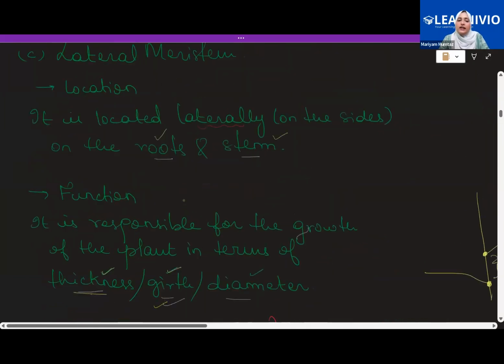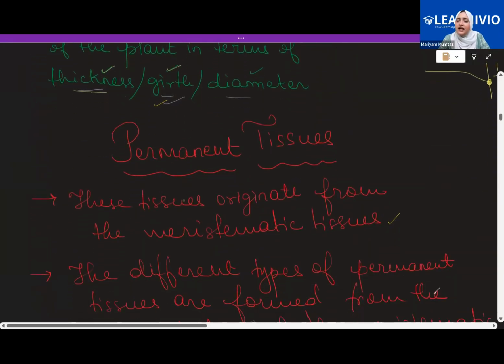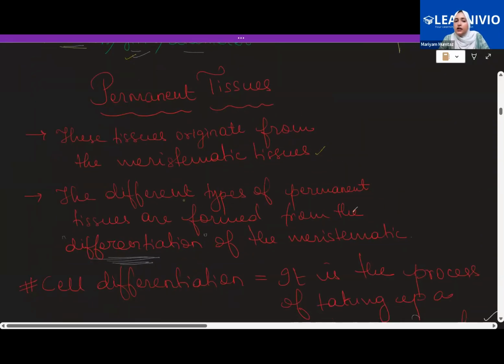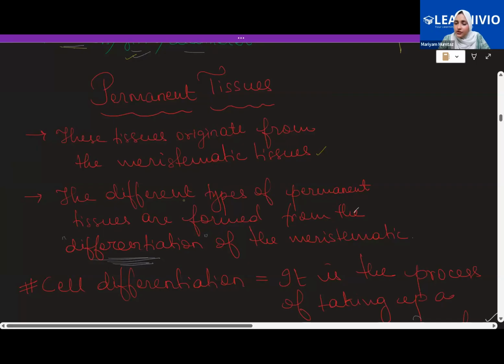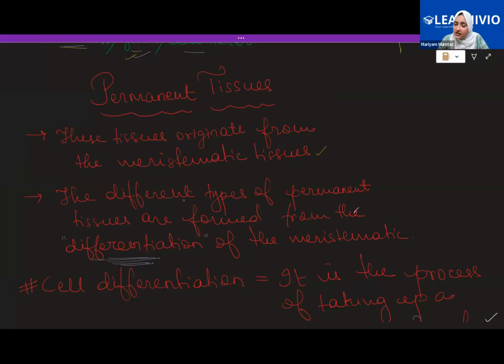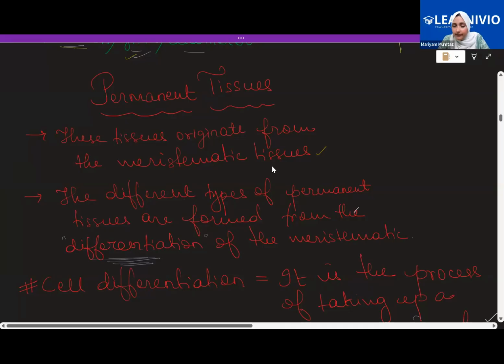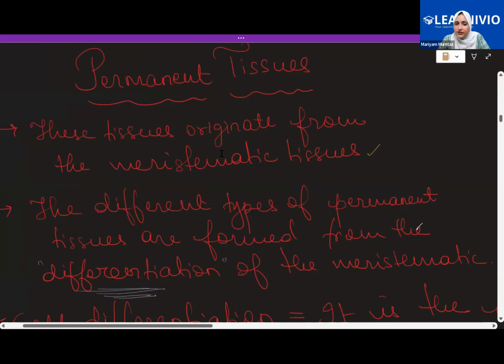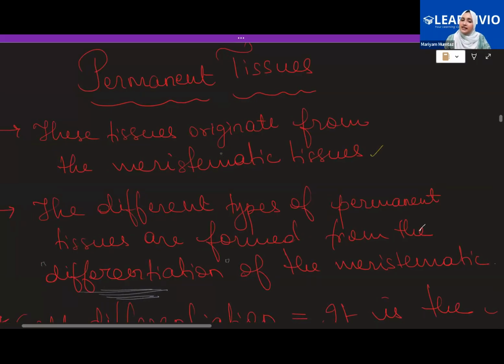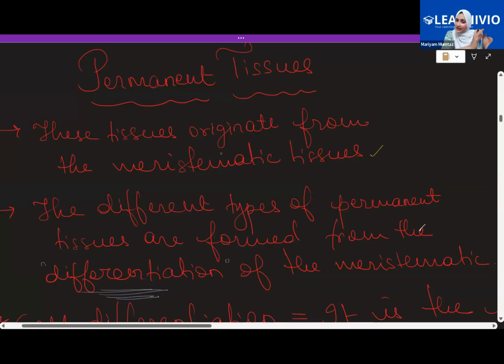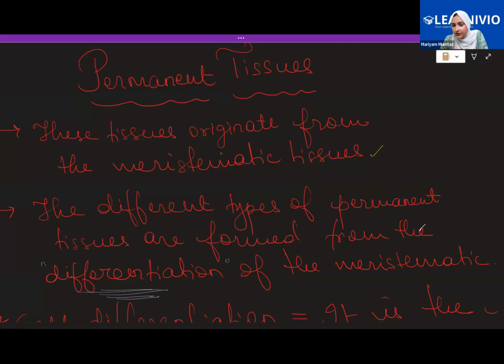Now, this was all there is to know about the meristematic tissue. After that, there comes the permanent tissue. Permanent tissues are those tissues of the plants that do not divide anymore. Okay, they have lost the capability of division. They originate from meristematic tissue. When the meristematic tissue is constantly dividing, then that is meristematic. But once the meristematic tissue stops dividing, it becomes a permanent tissue. Clear?